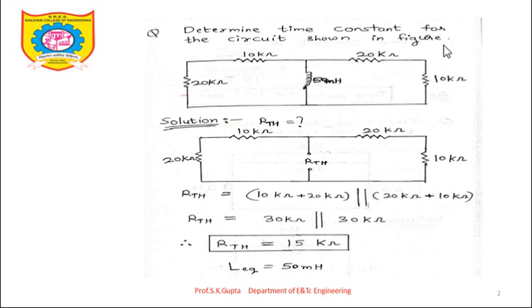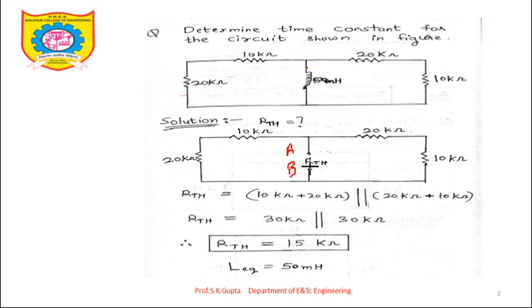Determine time constant for the circuit shown in figure. So we have one RL circuit and we have to determine the time constant for this circuit. So first we will try to find out RTH. The procedure is very simple. You should open circuit this inductor. Now between point A and B you have to calculate the resistance, and that will give you the value of RTH.